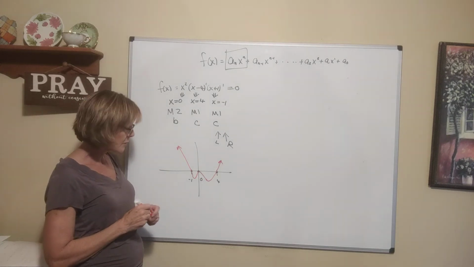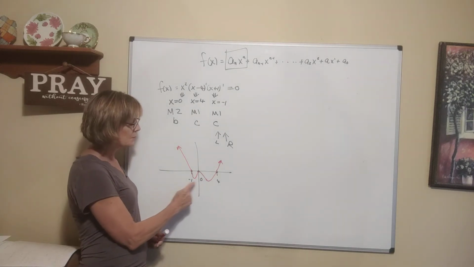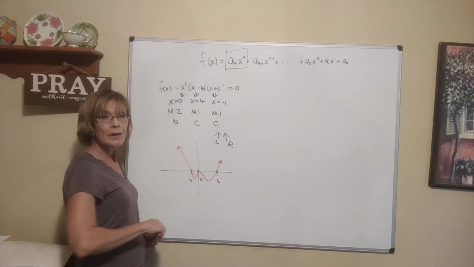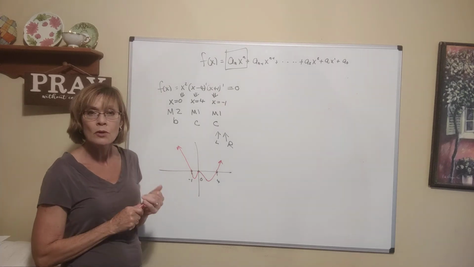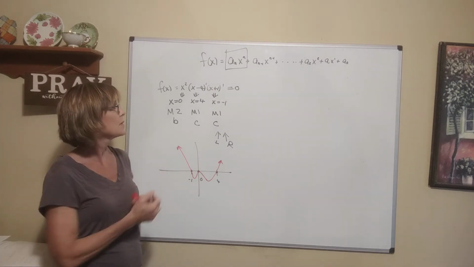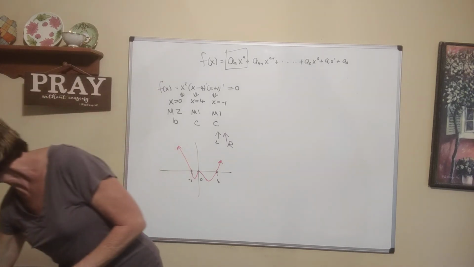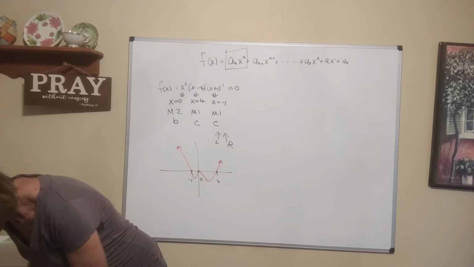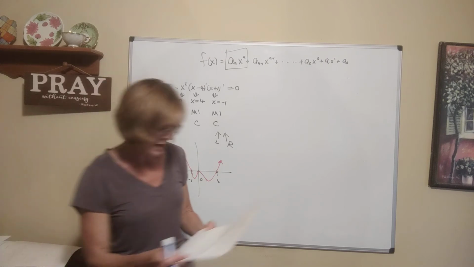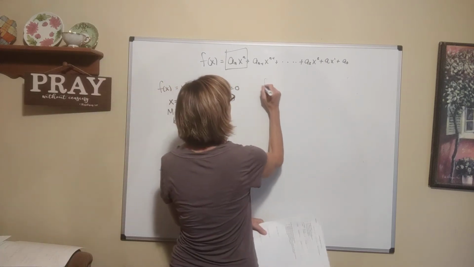If I'm interested in knowing how far these turning points are, I would put in some numbers and do some more math to figure that out. But this gives me a pretty good sketch, not too hard to find a sketch. Let's do the next one, which is f of x is x plus 5 times x minus 1 squared.